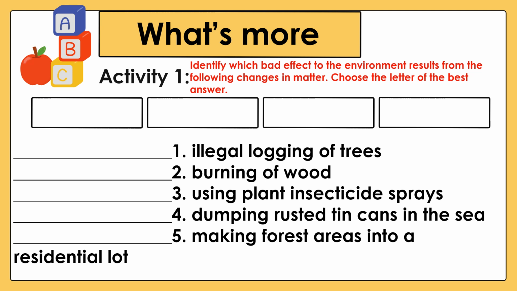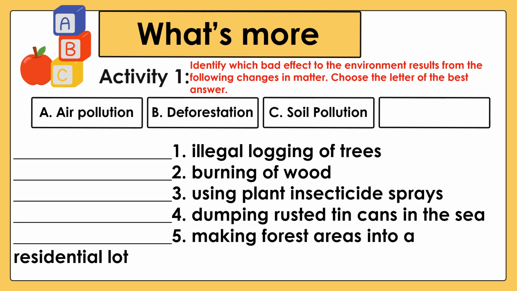Let's have another activity with what's more. Directions: identify which bad effect to the environment results from the following changes in matter. Choose the letter of the best answer. A. Air pollution. B. Deforestation. C. Soil pollution. Or D. Water pollution.